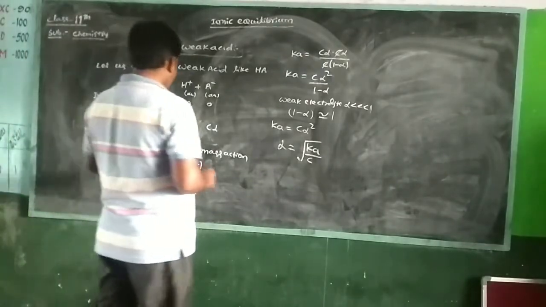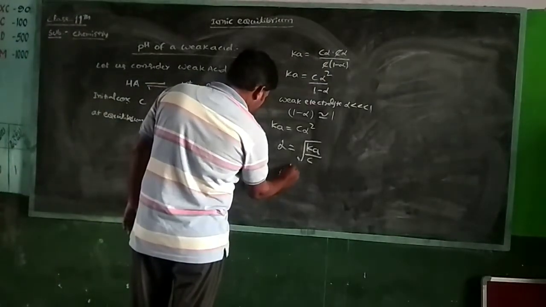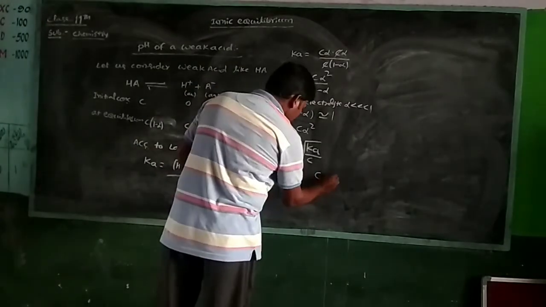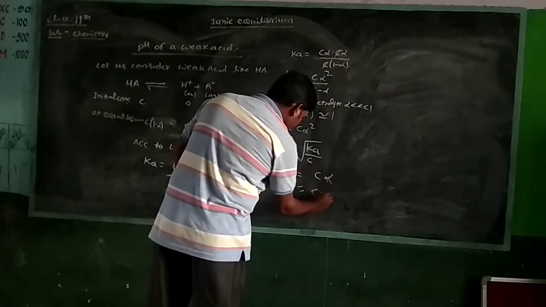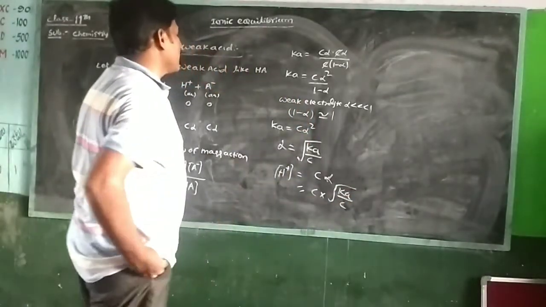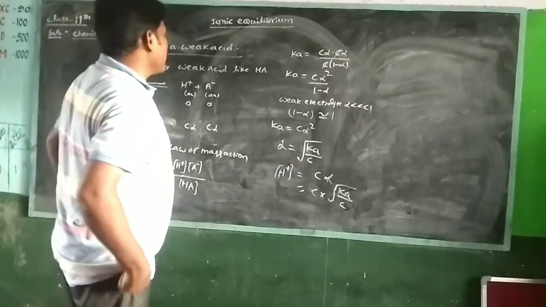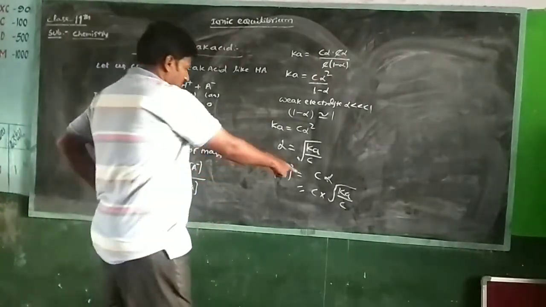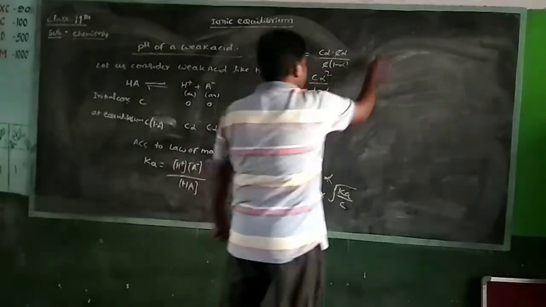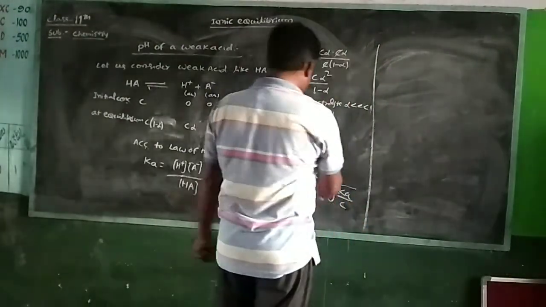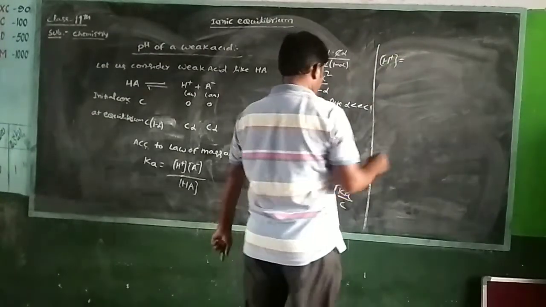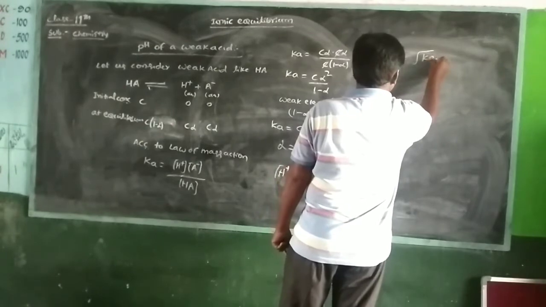Now the H plus concentration: H plus is equal to C into alpha, that is C into root Ka by C. C alpha means degree of dissociation is root Ka by C. So we can write H plus concentration is equal to root KaC.